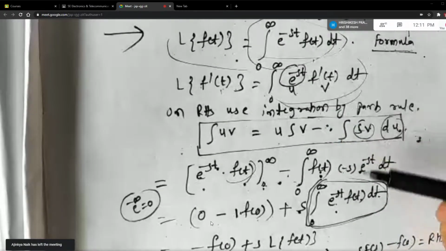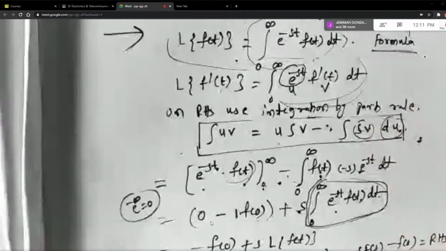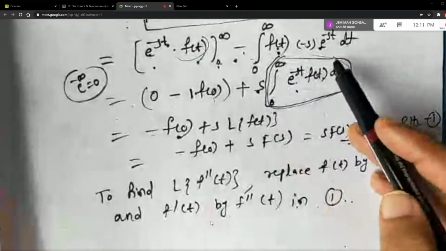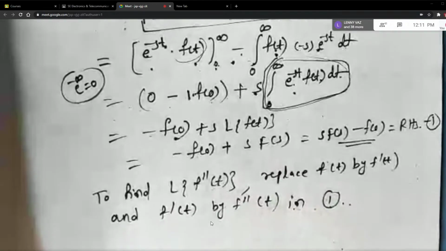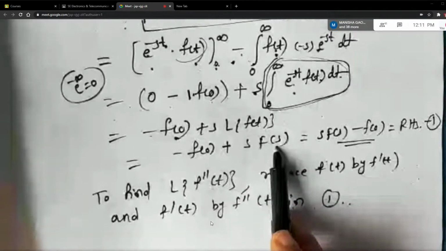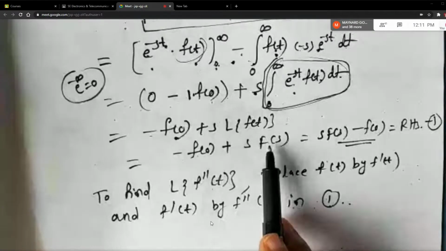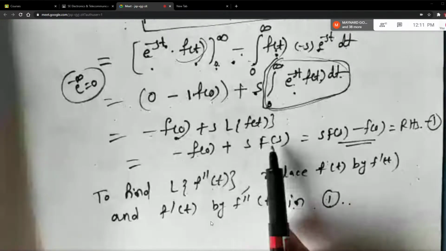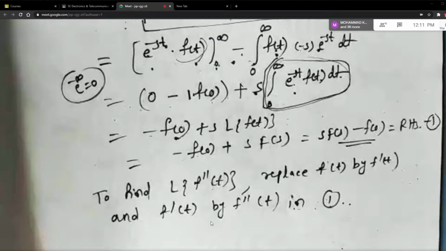e raised to minus st, f of t dt, limits are from 0 to infinity. So for this integral, you can put L of f of t. But what is L of f of t, Andrea? Isn't it capital F of s? L of f of t is capital F of s. And therefore, s into F of s minus f of 0, and this is your required right hand side.